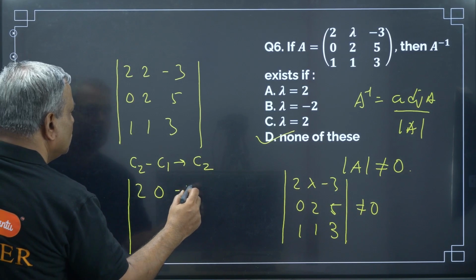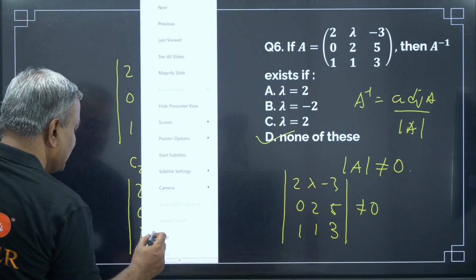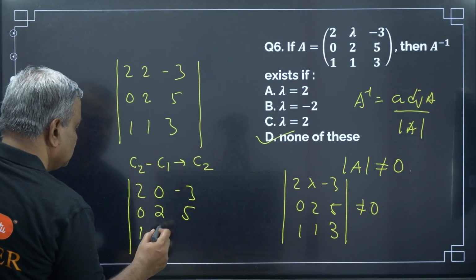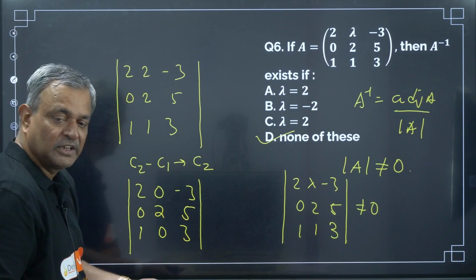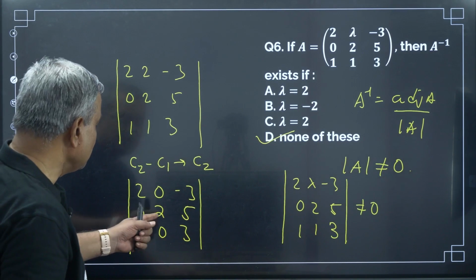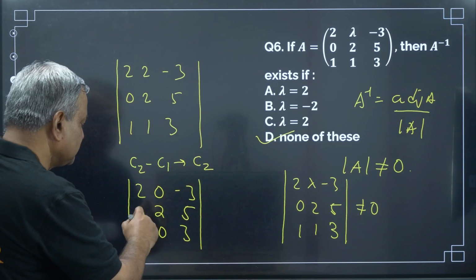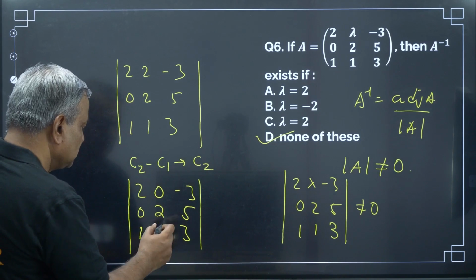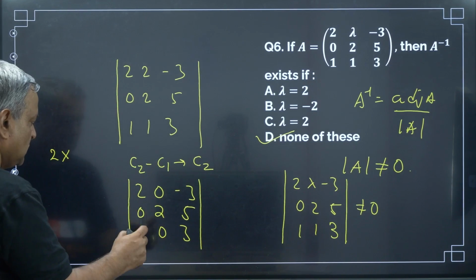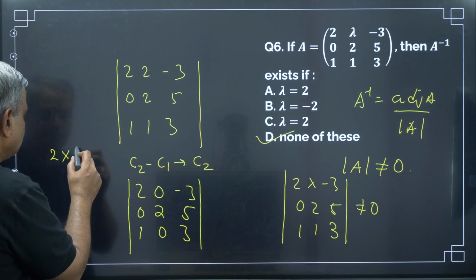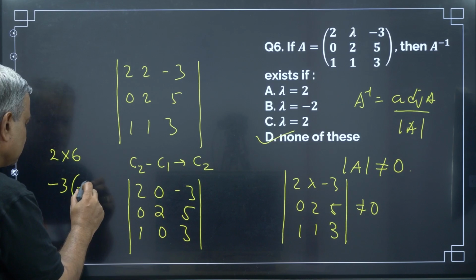So what happens? 2, 0, minus 3, 0, 2, 5 and this is 1, 0 and 3. Correct, only this part you evaluate it, it's not coming out to be 0. So only this part you have to evaluate. If you evaluate this one, what happens? 3 2s are 6, next, minus 3 and this part you involve it to minus 2.